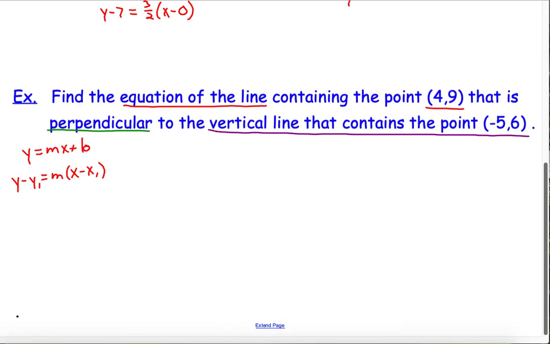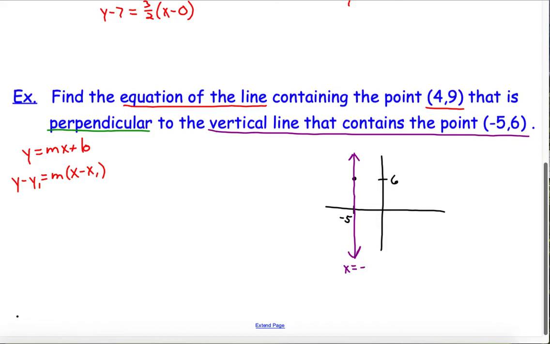Okay, so what do we know about perpendicular? They have opposite reciprocal slopes. But I didn't give you the equation of the other line. I just told you it was vertical and it contains the point negative 5,6. So sometimes it helps to visualize these things and say, wait a minute, a vertical line, negative 5,6 is right about here. And a vertical line, stay color coordinated here, that goes through that point would be this. What's the equation of that line? Oh, that's x equals negative 5.